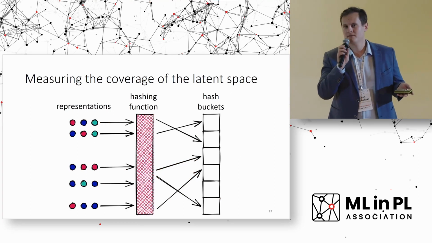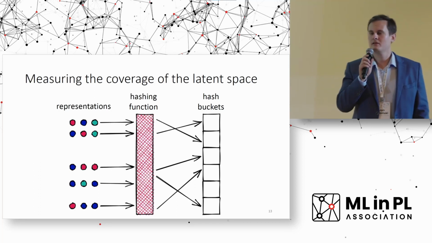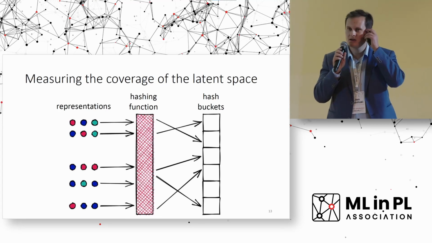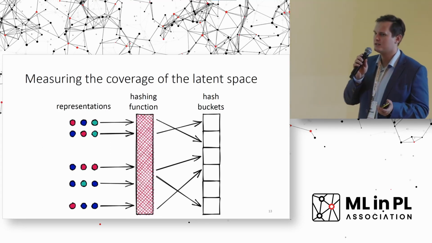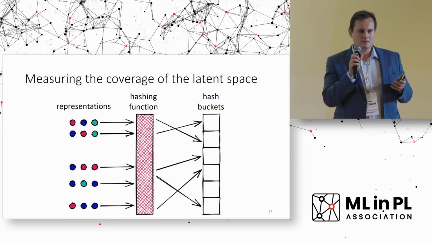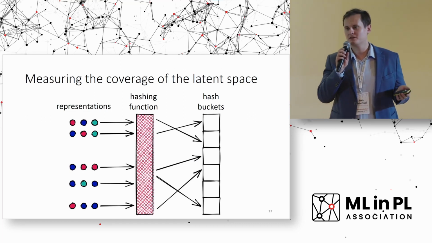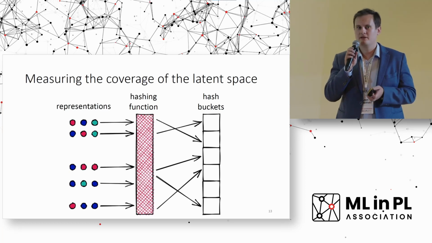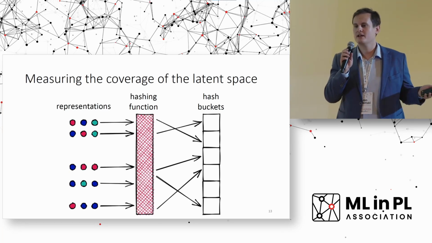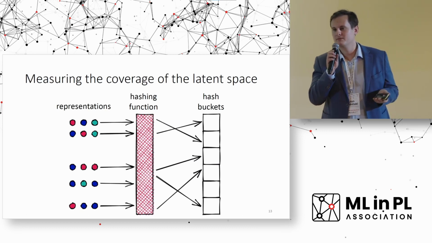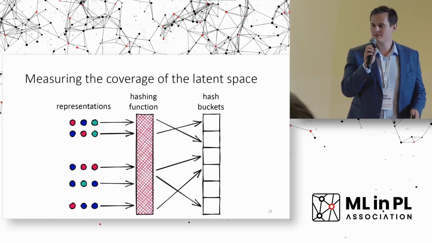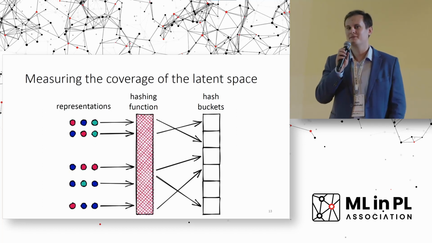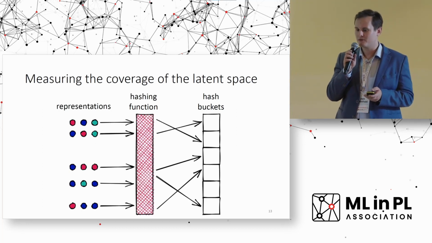How do we do it in more detail? To divide the latent space of the encoder, we use the locality sensitive hashing algorithm, LSH. In principle, we apply a hashing function to the representations. And like in a standard hashing algorithm, those representations are then assigned or mapped to possible hash buckets. And those hash buckets are the buckets from the previous slide that we want to monitor.